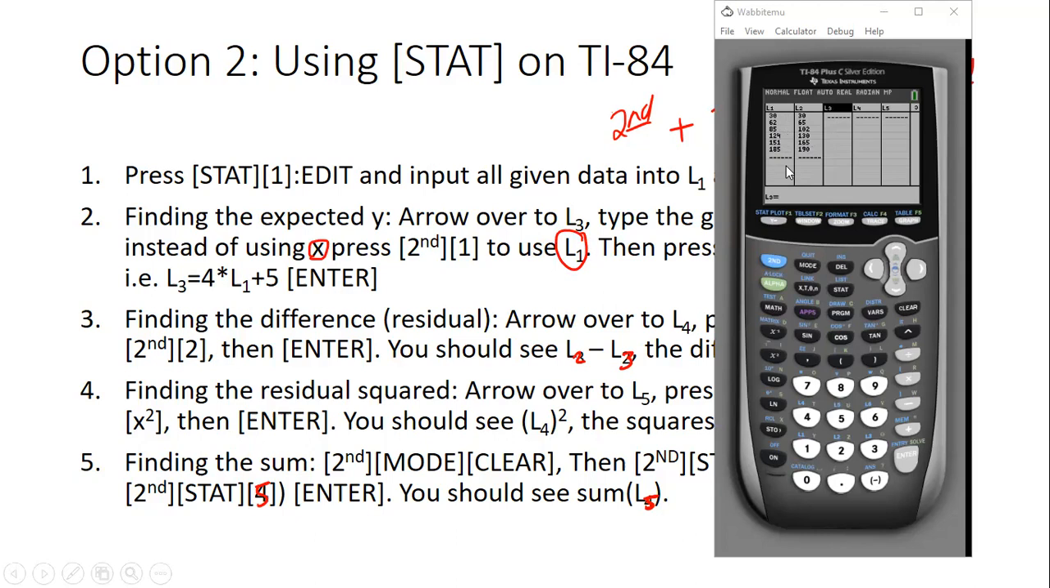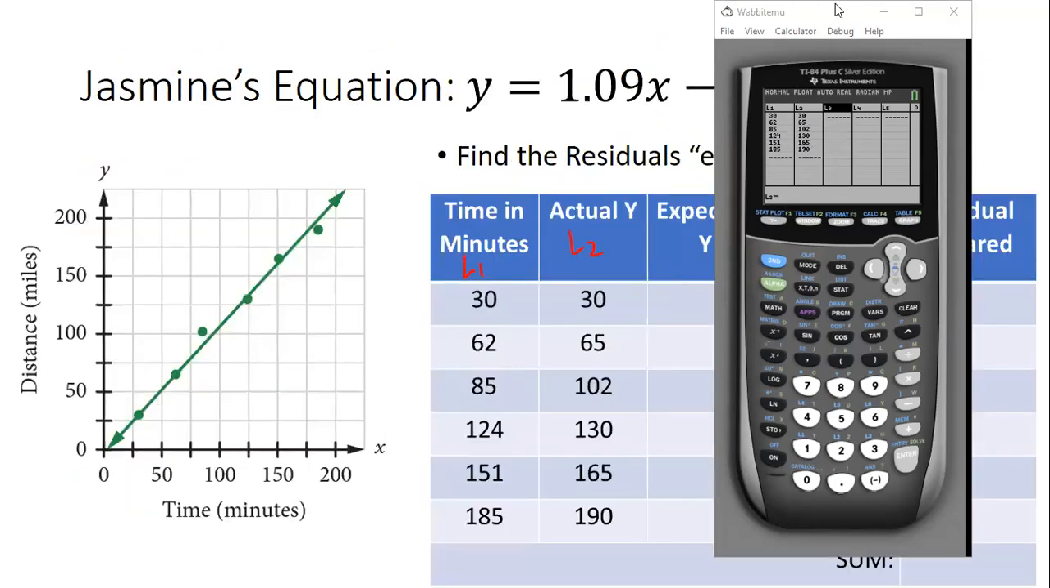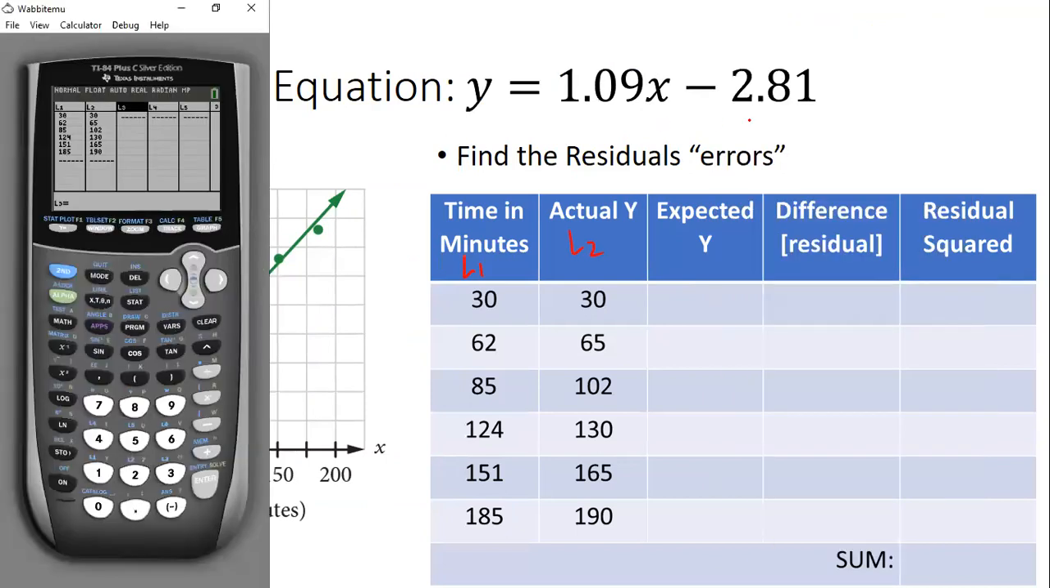So I'm telling the calculator I want it to use the L1 values in my given equation. For Jasmine, our given equation is 1,900x minus 281. So I'm typing 1,900, but instead of x, I want to recognize that my L1 are these values. So I'm going to press second 1 to get L1, minus 281. I hit enter, and it's going to auto-populate my expected y values.